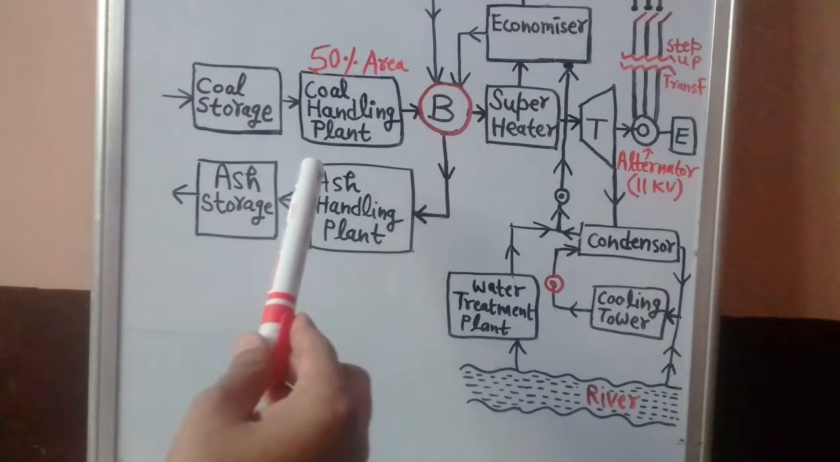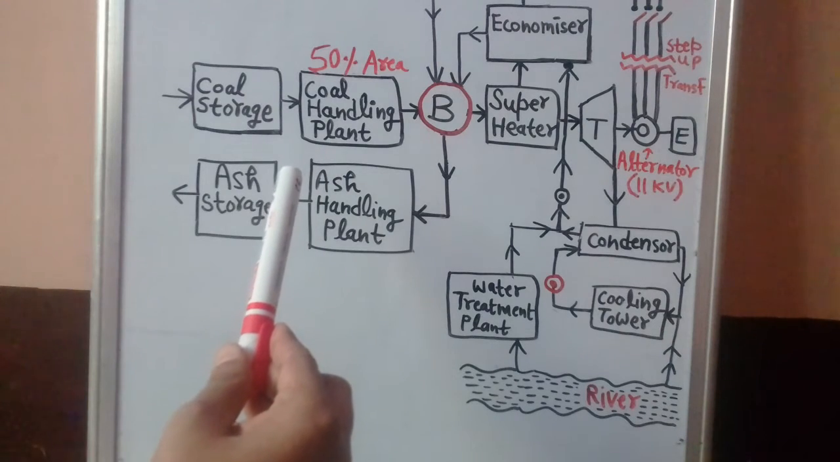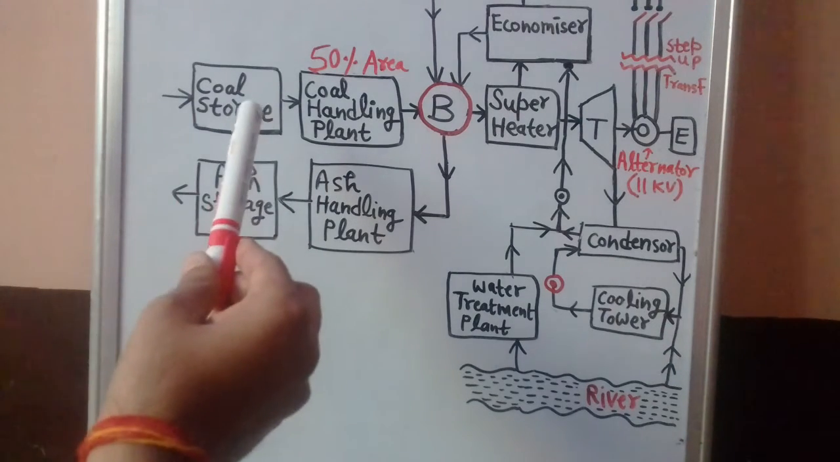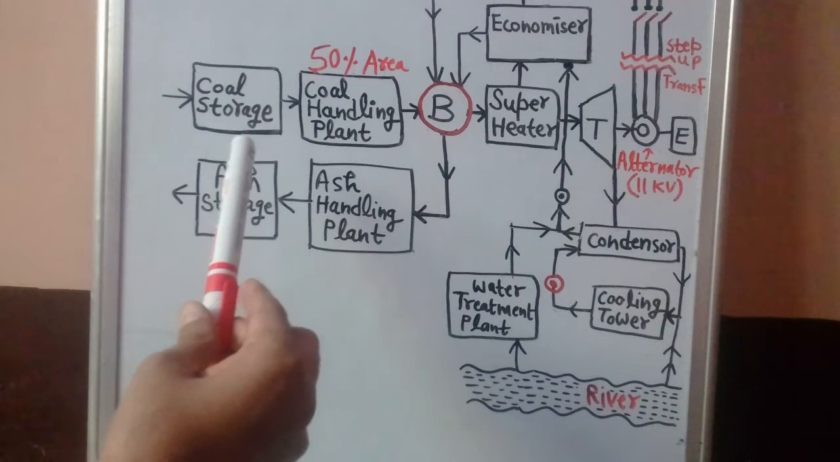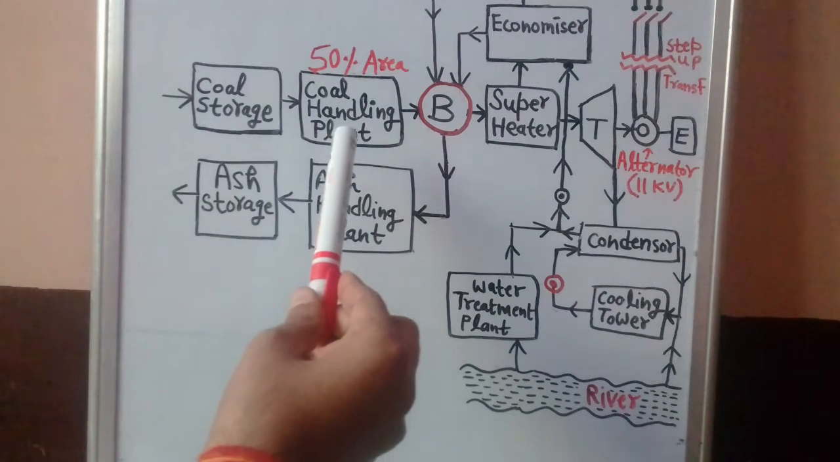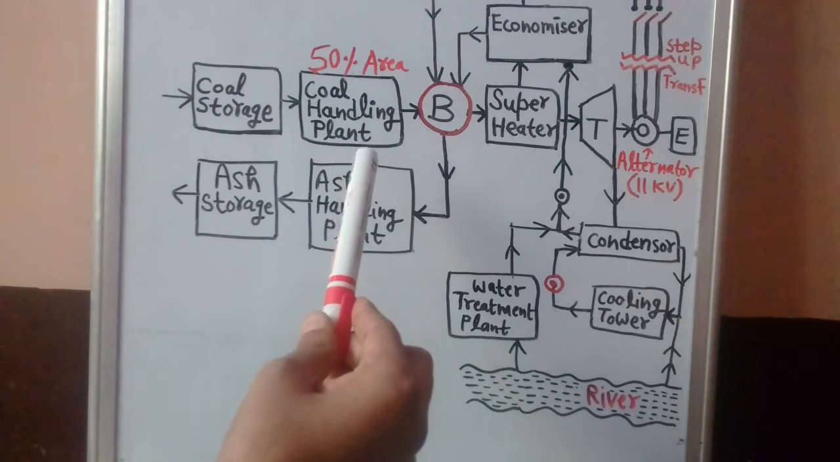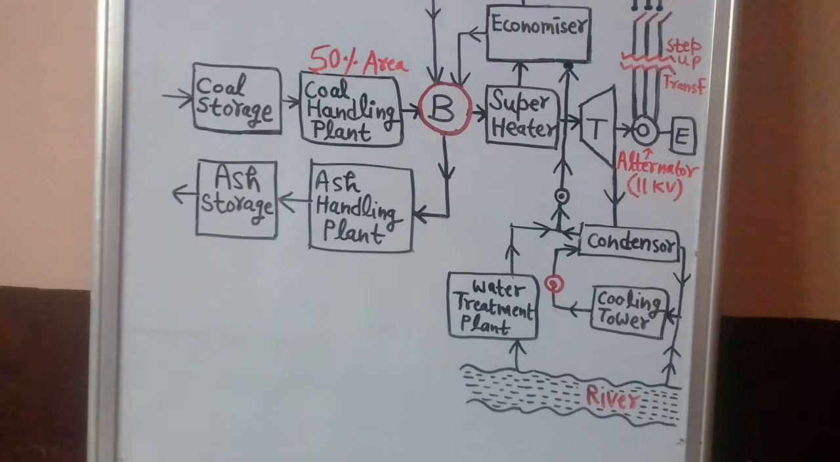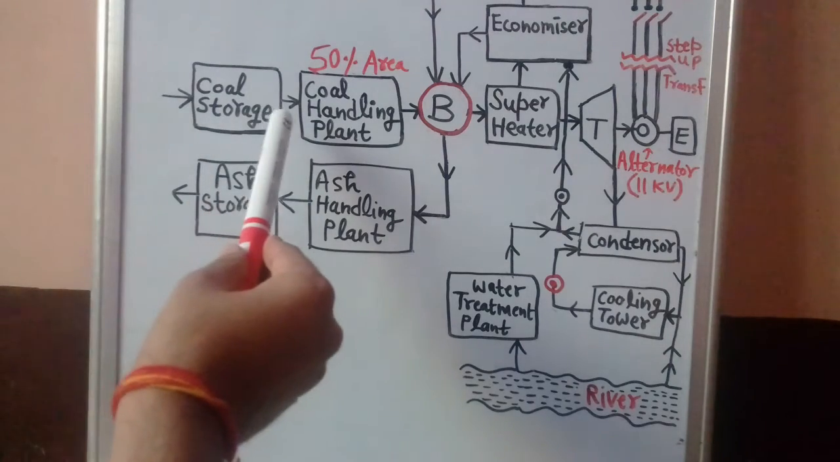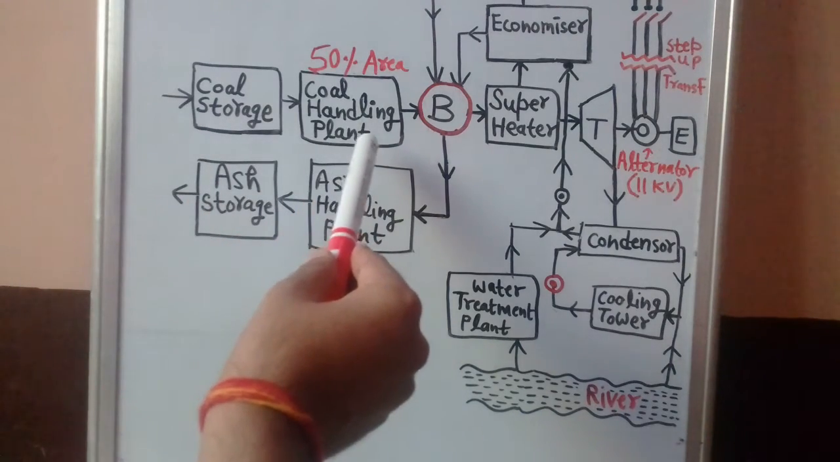So in all such cases, the storage of the coal is necessary against the coal shortages, against the failure of transportation, against the coal strikes and all. Due to all these problems, we first ensure that there must be adequate storage of coal in advance. So from coal storage, coal will go to the coal handling plant.